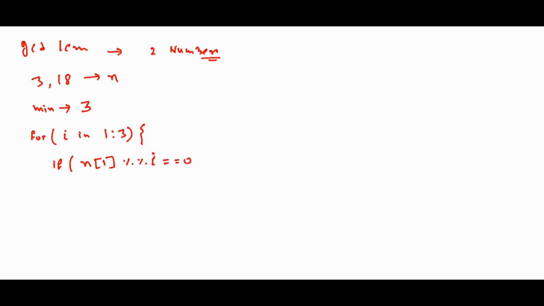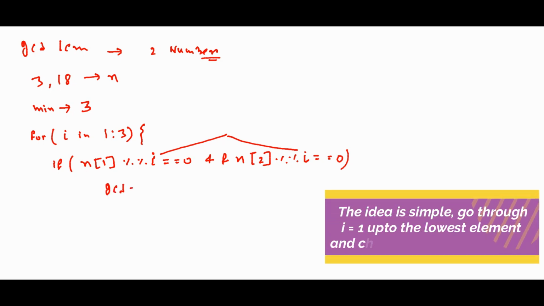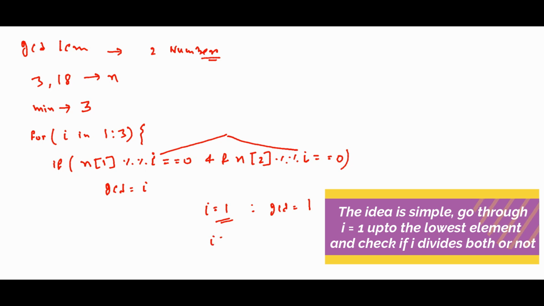So for n1, for each i we will check the remainder and we will check whether i divides the two numbers n1 and n2, that means 3 and 18, or not. If yes, then GCD equals i. Say for i equal to 1, this is by default true, so GCD equals 1. When i equals 2, this is not true. That means GCD won't be updated here.